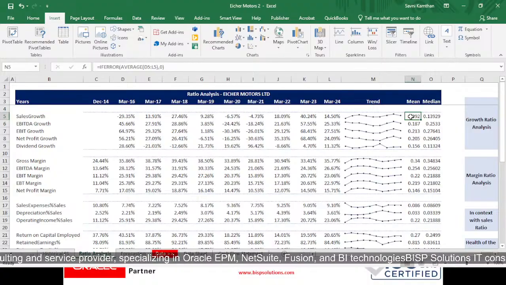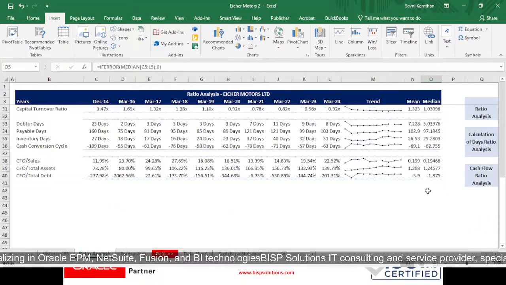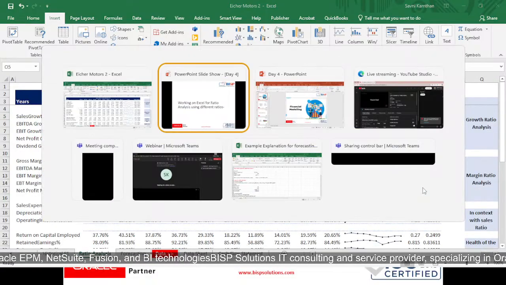So for calculating our mean, there is no formula for mean, so we have calculated through our IFERROR function. Then we have averaged out our sales growth from March 16 to March 24, and that is how we can calculate our mean. And for median we have taken the formula of median, and we have selected the data from December 14 to March 24, and we have just calculated it in the first sales growth, then we have just copy pasted it till the end. So this is what our ratio analysis was about.